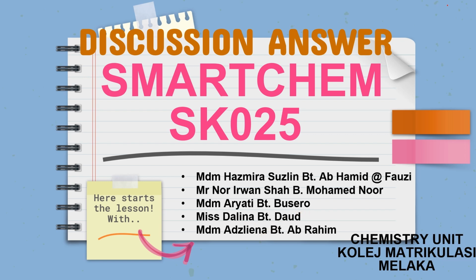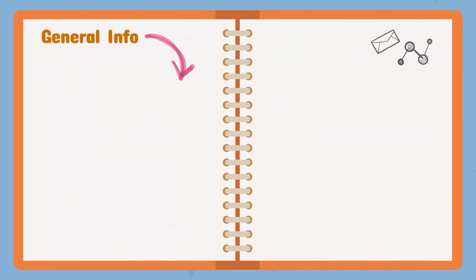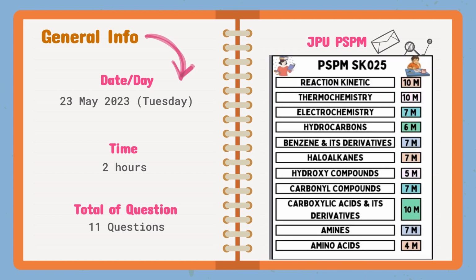So, before we go through the questions, let me remind you that the exam for SK025 will be held on 23 May, on Thursday. The time allocated is 2 hours and the total number of questions that you need to answer is 11.